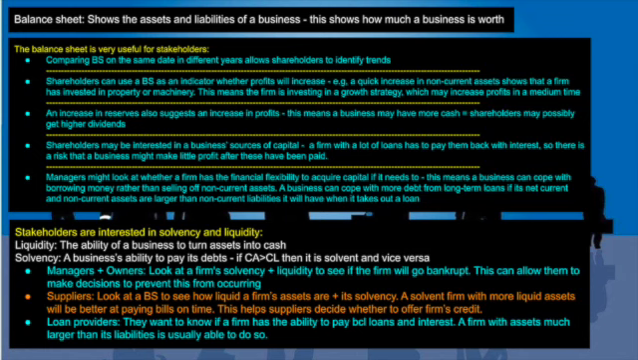Suppliers will look at the balance sheet to see how liquid a firm's assets are and its solvency. A solvent firm with more liquid assets will be better at paying bills on time, and this helps suppliers decide whether to offer the firm credit and even trade with them. Then we have loan providers. They want to know if a firm has the ability to pay back loans with interest. A firm with assets much larger than its liabilities will usually be able to do so. Again, remember those 3 bullet points as they're helpful.